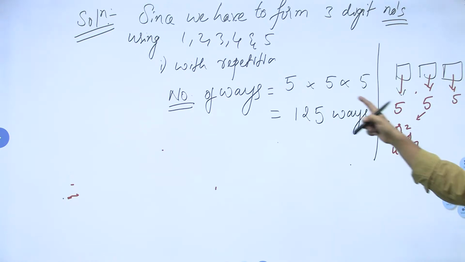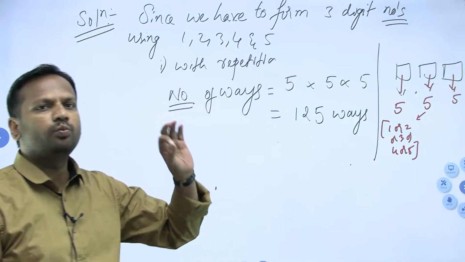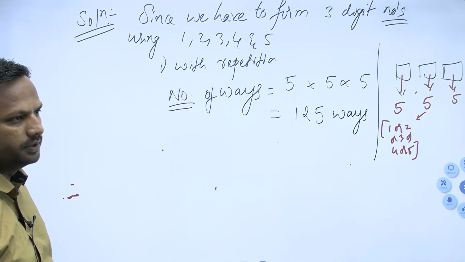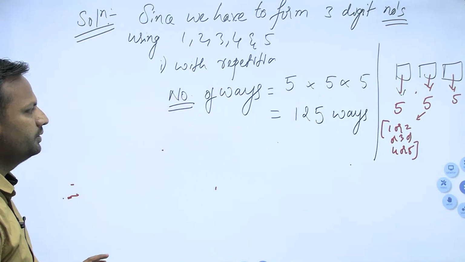So by the FPC rule, I have to multiply it. So in total, in how many ways can I form the 3-digit number? In 125 ways, students. In 125 ways I can form the 3-digit numbers using 1 to 5. So this is the solution for the given question.